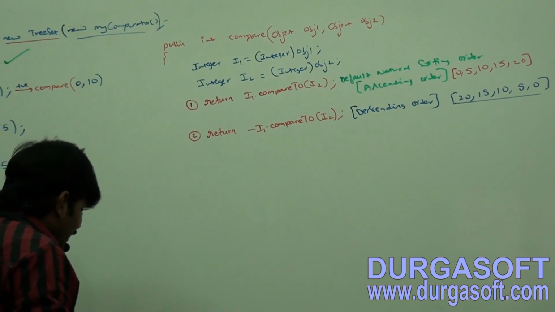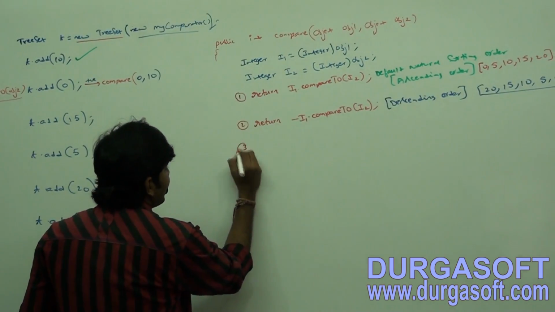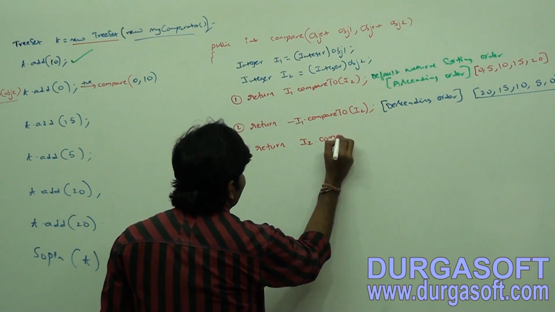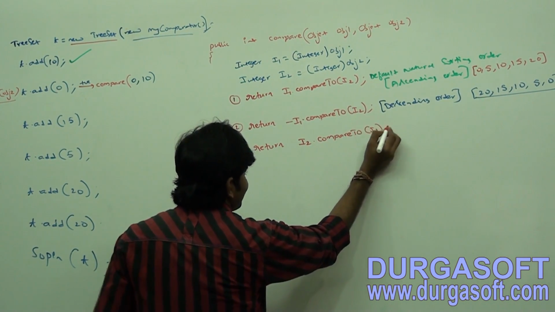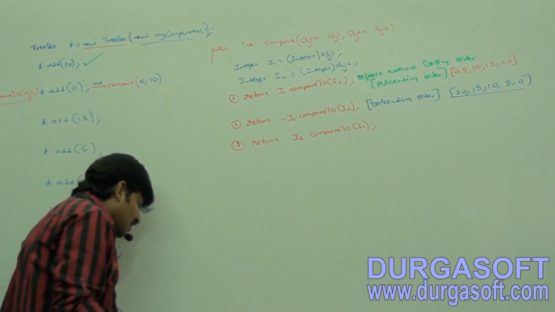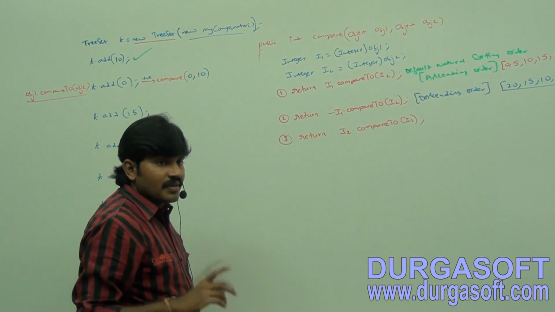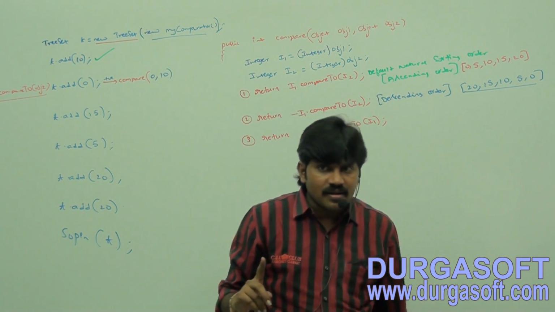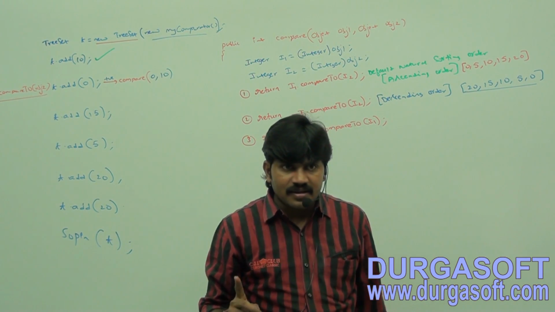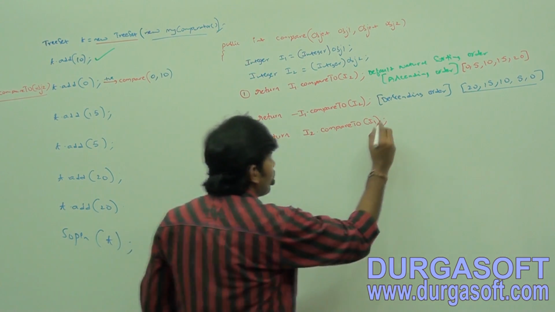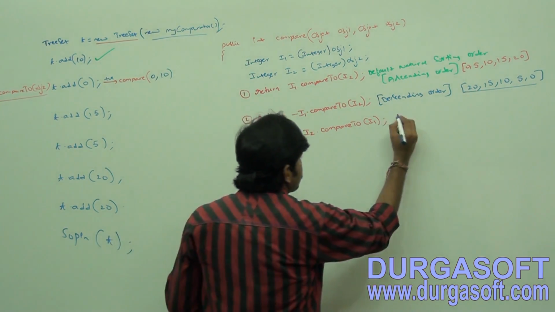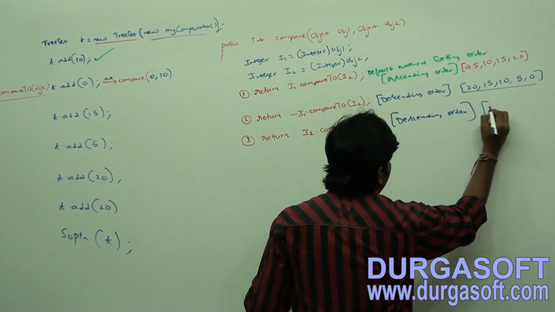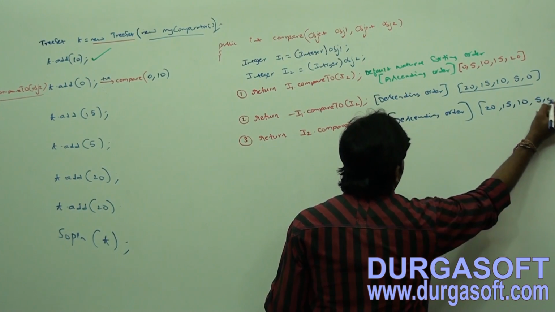One possibility. Second possibility: here, return i2.compareTo(i1). So we are reversing the arguments. Can you tell what the answer is? Ascending order or descending order? How many people feel ascending order? How many feel descending order? Remember, the answer will be descending order, because we reversed the arguments, right? The answer is 20, 15, 10, 5, 0.